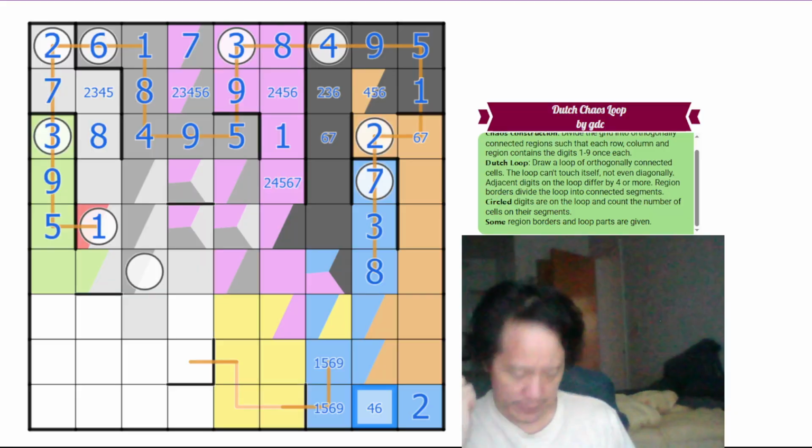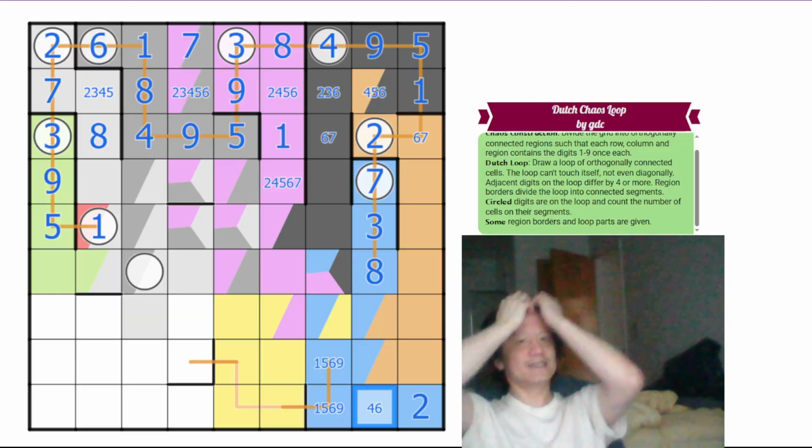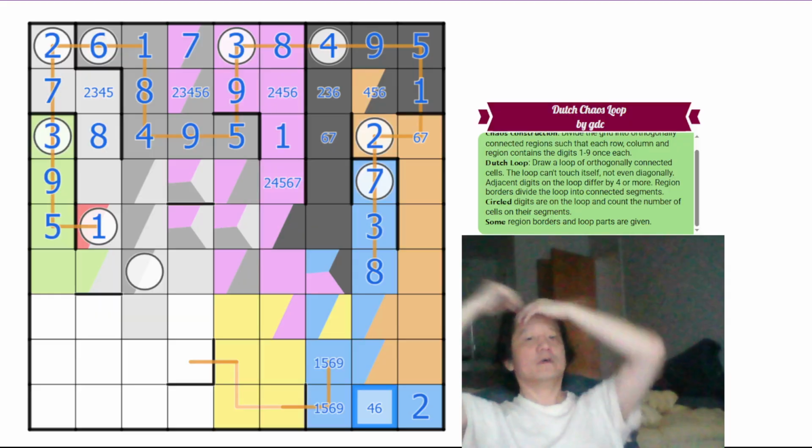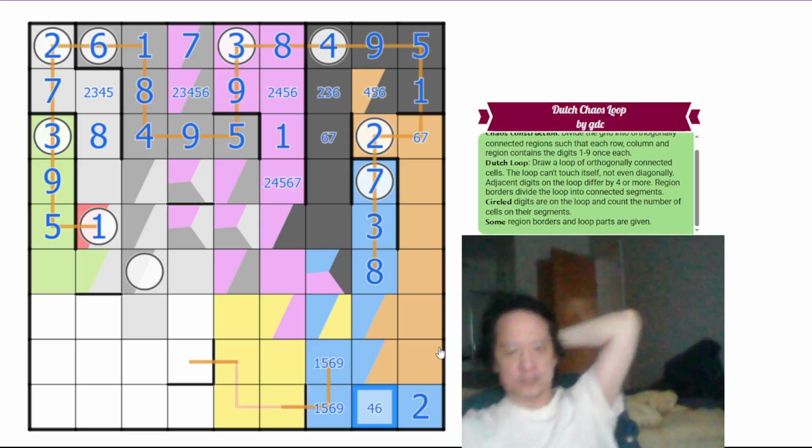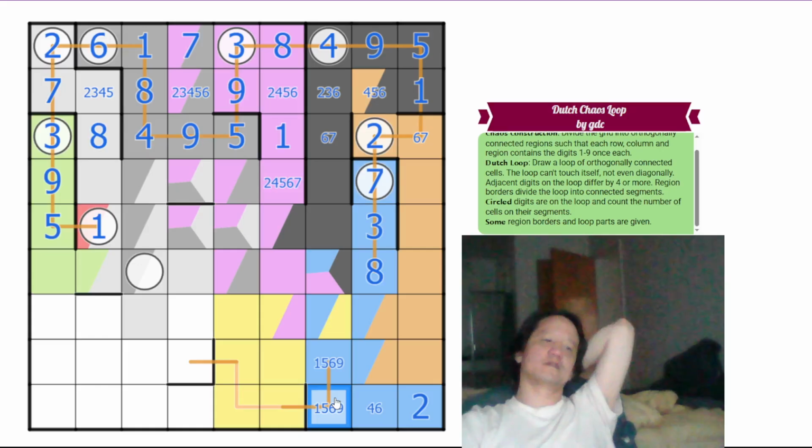6 cannot be on the loop. If 6 is on the loop, the problem is what digits... Well, 6 could be here, technically. So it could be 6, 1, 5... That's not going to work.